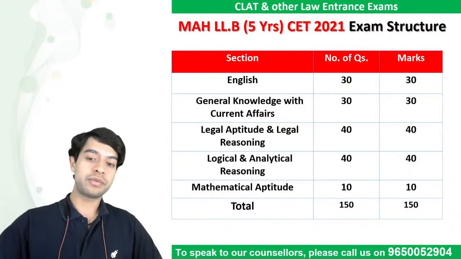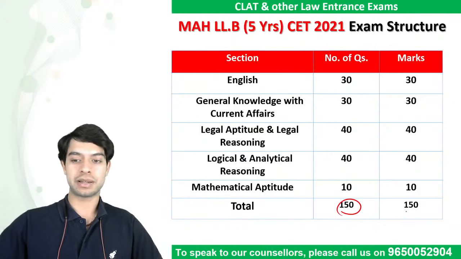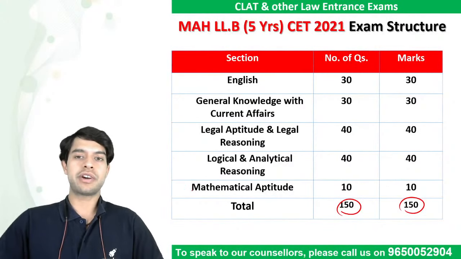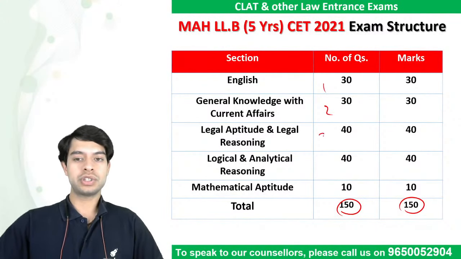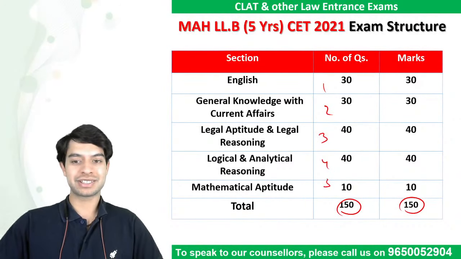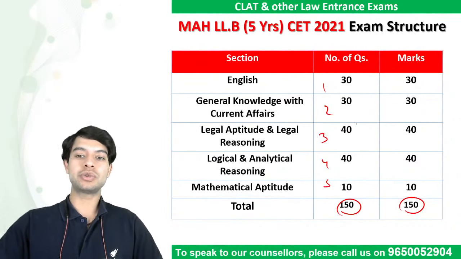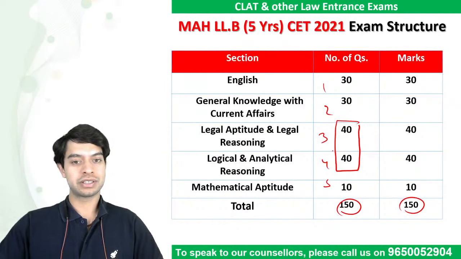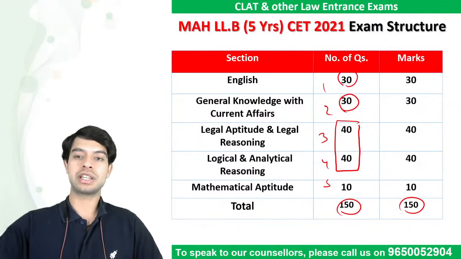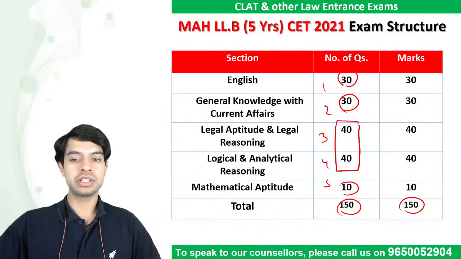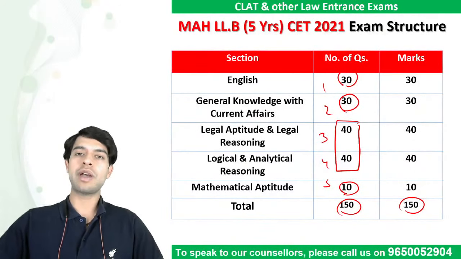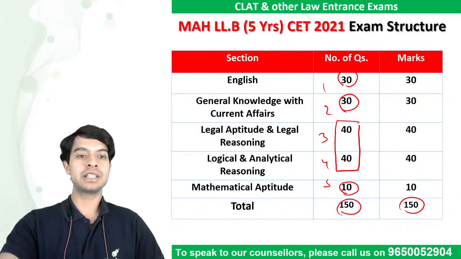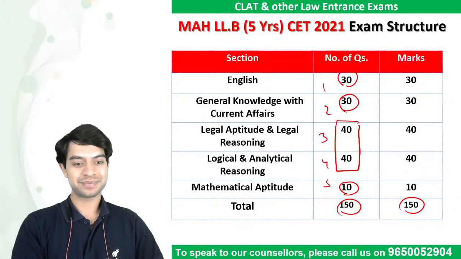A total of 150 questions are there in this examination, and these 150 questions are divided into five sections. Logical reasoning and legal aptitude are the joint biggest sections with a total of 40 questions. General knowledge has 30 questions, English has 30 questions, and mathematical aptitude constitutes 10 questions, and these are of elementary level mathematics, meaning class 10th mathematics.